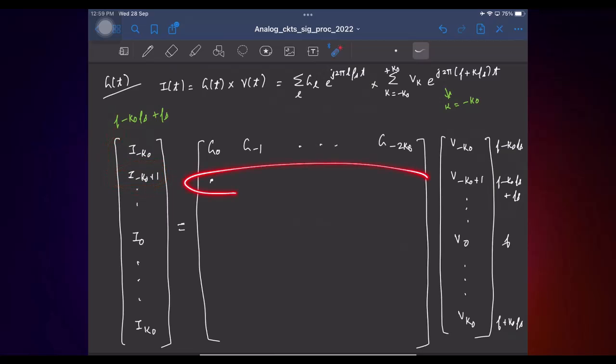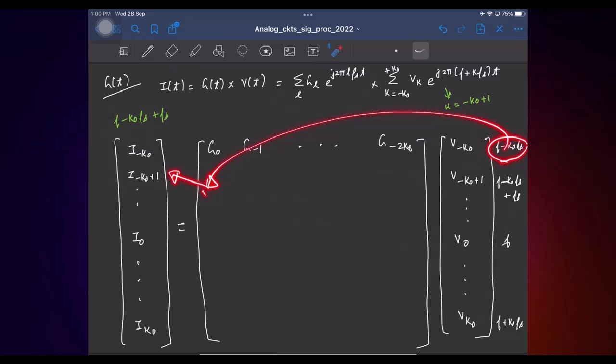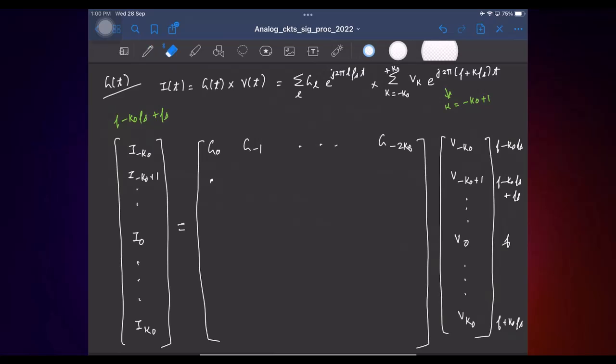This we apply by multiplying these two rows. So the first term multiplies with this. Voltage is at f minus k naught fs. This is basically plus 1. So what should multiply this voltage to give a current at this? Sorry, this is the voltage. This multiplies this and gives this. G1. So next will obviously be G0 and so on, right? And similarly it will keep increasing down.